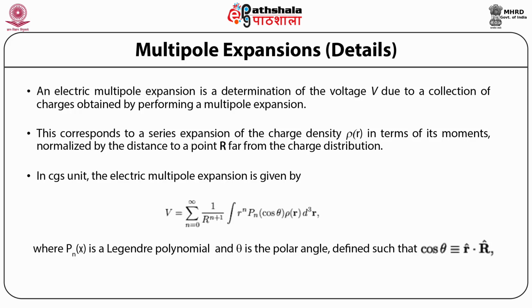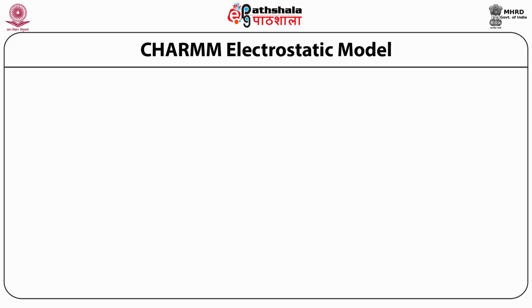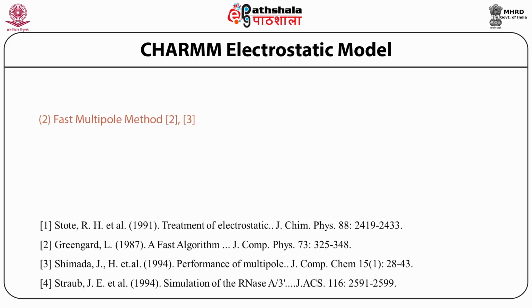In some cases, it has been actually included so that we don't need to use a cutoff and we can get rid of those other problems. However, your calculation is increased. As you see, we have to calculate the functions at every place, so CPU time might increase a bit. There are two ways the CHARMM electrostatic model can be used. In some of the CHARMM electrostatic models, the fast multipole method can be used. And another is the extended electrostatic model, which I'll come to next.